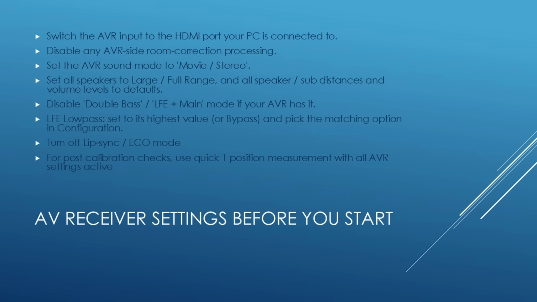If you're using GSonic purely to measure post-calibration performance, use the quick one-position measurement while all your AVR room correction settings are active. This allows you to easily verify your calibration results.